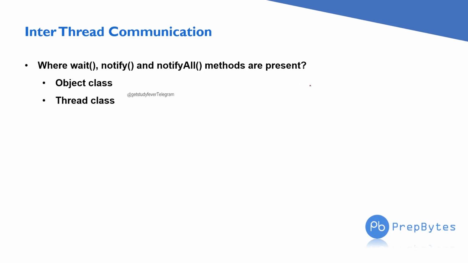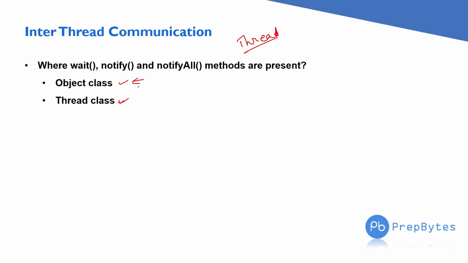So this is a question: where are the wait, notify, and notifyAll methods present? This is a very, very important question. Just think, is it present in the Object class or in the Thread class? Till now we have seen most of the methods are present in the Thread class, and I will give you one more hint, that wait, notify, and notifyAll methods are only used by threads. So are they present in the Object class or the Thread class? Just think about it. The answer is the Object class.